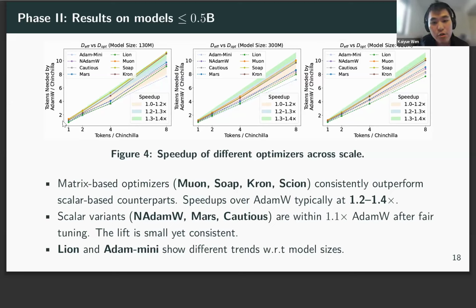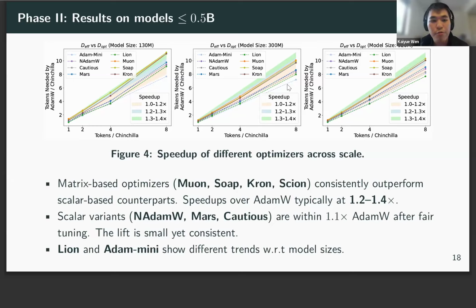There are two special optimizers here, which are not designed for speeding up, but for saving memory: Adam Mini and Lion. There is an interesting trend about these two as well. If you look at the green dashed line, which is Lion, on the smallest scale it's actually a better optimizer compared to Adam, reaching roughly a 1.2x speedup. But once the model size scales, the speedup of Lion quickly diminishes and is overtaken by AdamW when the model size increases to 0.5B.